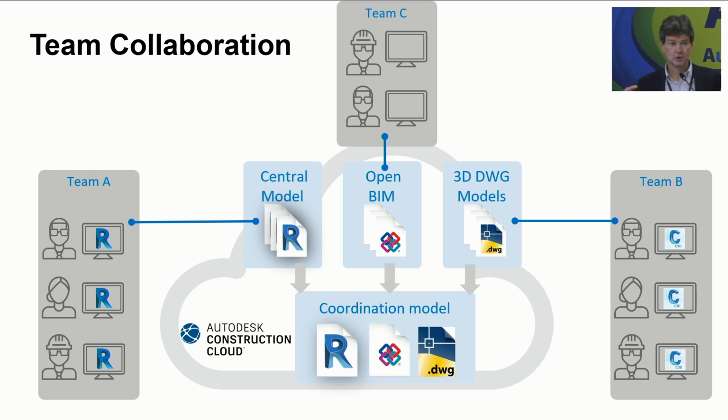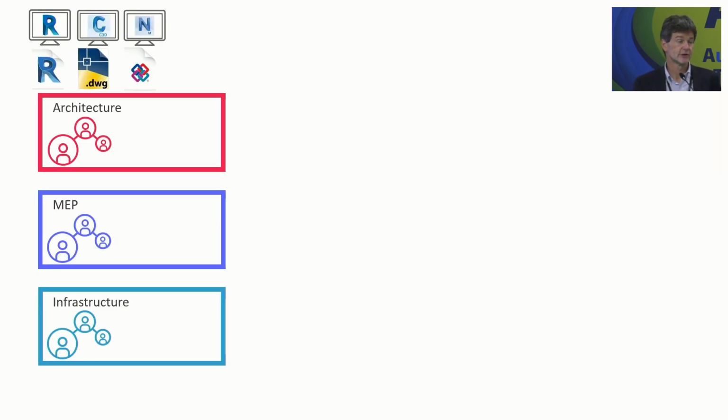This coordination model can obviously be utilized for other things, finding clashes, for communication on top of data, and so on and so forth. And just to visualize better how it can look during the design phase: during the design phase you have different trades, different professionals, and as an example I put here architecture, MEP, infrastructure, but of course you can have other trades as well.